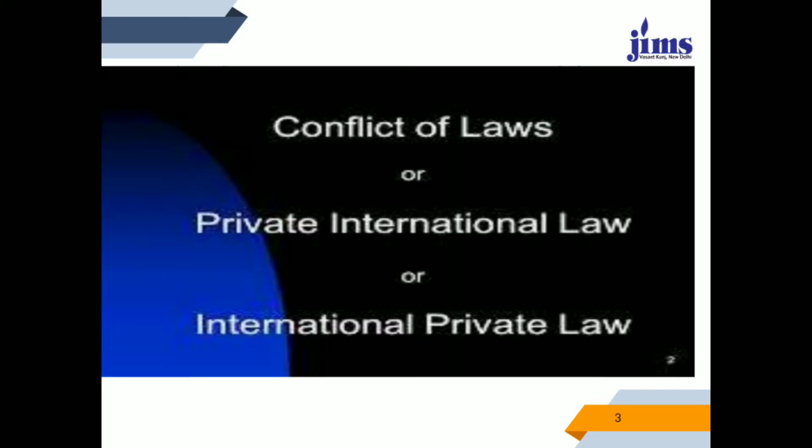As we know, conflicts of law, private international law, or international private law, these are the three names of private international law. Generally the name we know, private international law, is used in India, Pakistan, Bangladesh. Conflicts of law is used in countries like USA, Canada, England. So there are a variety of names, and we must not get confused regarding the name. Private international law is also known as conflicts of law and also international private law.